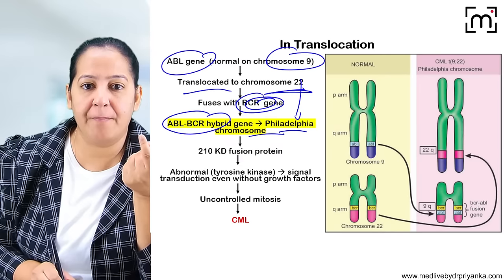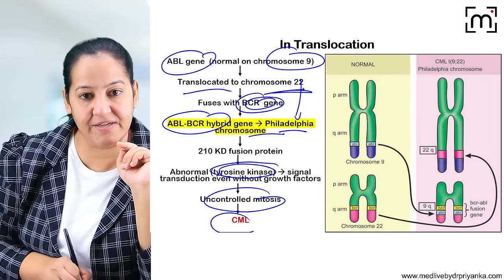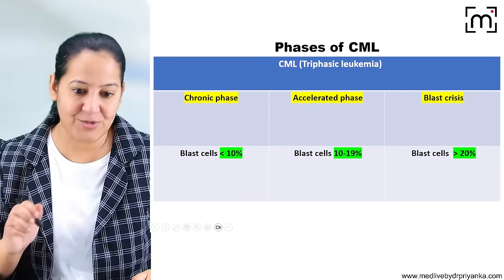And that will lead to abnormal tyrosine kinase. That will lead to uncontrolled mitosis. And that will lead to CML. So this is the complete story of CML.